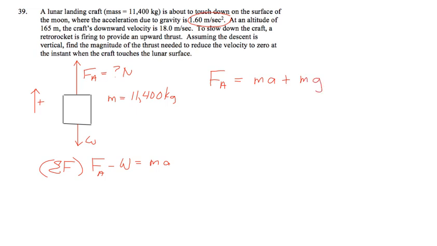So now I know exactly what I need to get in order to get the right answer here. I know the mass. I know what G is. The only thing I don't know is A. So what I have to do now is just a straight line motion equation to get the A.